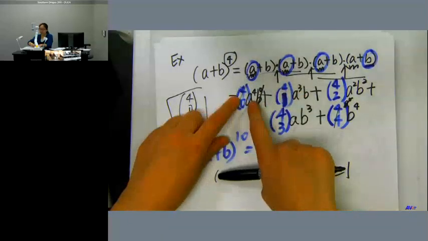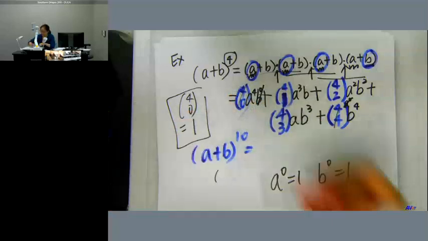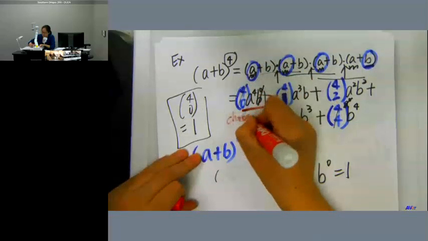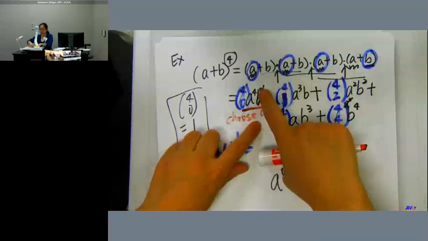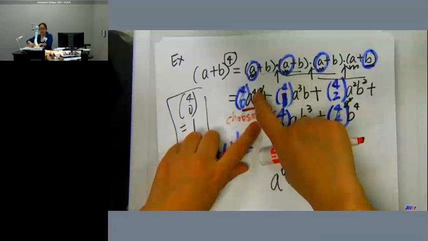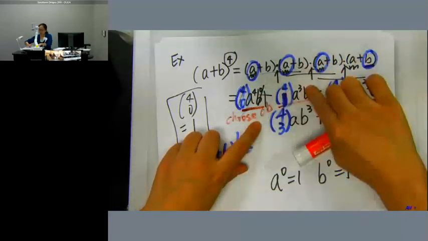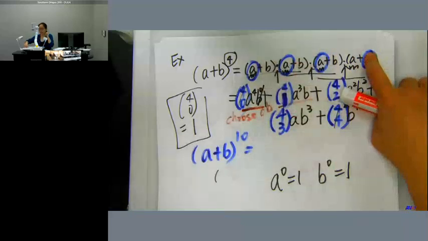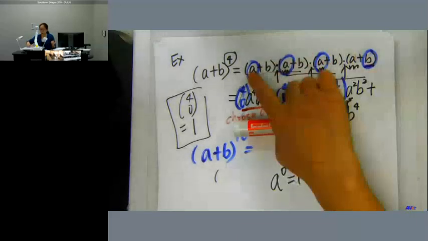In the first case, let me write it down here. So the first one, what did I choose? I choose 0 B's. If I choose 0 B's, that means I have to have 4 A's, right? 4 A's. Now this one means I choose 1 B. If I choose 1 B, that means I have to have 3 A's, because altogether you have 4 factors. You must choose something, either A or B, from each one of them.